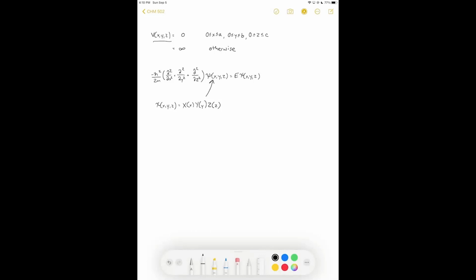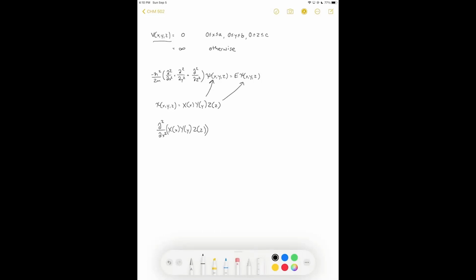So to simplify the math here, I'm going to do two steps at once. What happens as we plug in X of x, Y of y, and Z of z is we'll get an energy function times each of these independent functions. And then I'm going to divide the whole equation by this product of these three functions. And why do I want to do that? Let's check it out. So first, let's evaluate what happens if I take two derivatives with respect to x of my function X of x, Y of y, and Z of z.